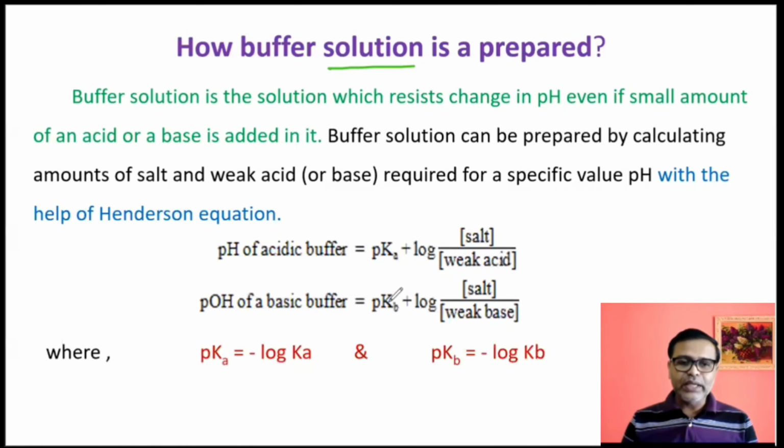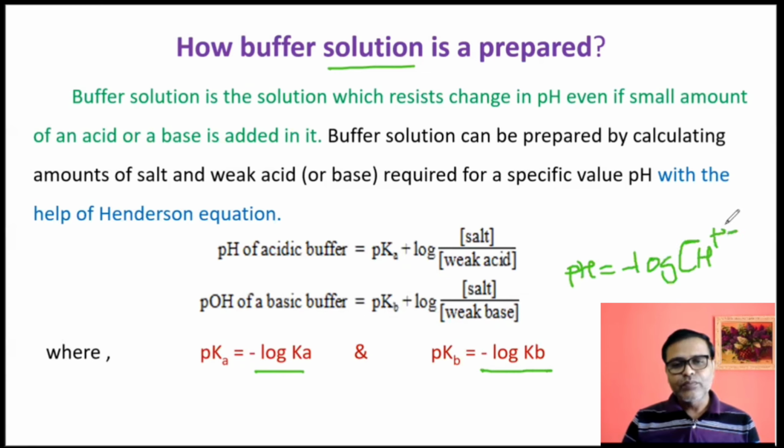Here, what are the pKa and pKb values? pKa is equal to minus log of Ka, and pKb is equal to minus log of Kb. As we know the formula, pH is equal to minus log of H plus concentration. Similarly, pKa is equal to minus log of Ka, and pKb is equal to minus log of Kb.